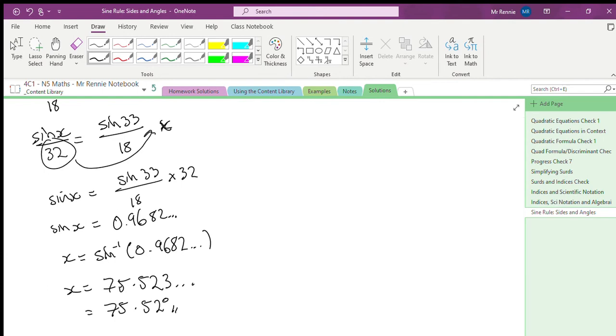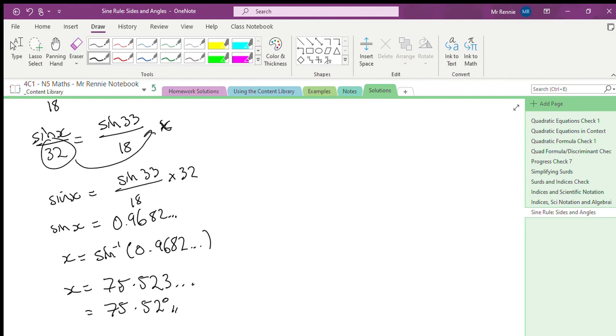You might get a slightly, and I do emphasise the word slightly, different answer in your calculation of the sine inverse depending on how many numbers you put into it. So for example, I put the sine inverse of 0.9682 into my calculator. You might have put more numbers in, which means you get a slightly different answer. You might put less numbers in. However, the more numbers you put in, the more accurate it will be. Your answer should still be in the ballpark of 75.52 degrees there.